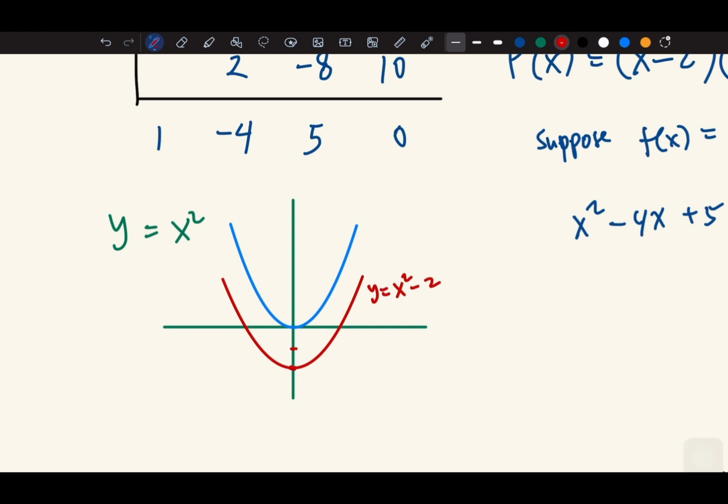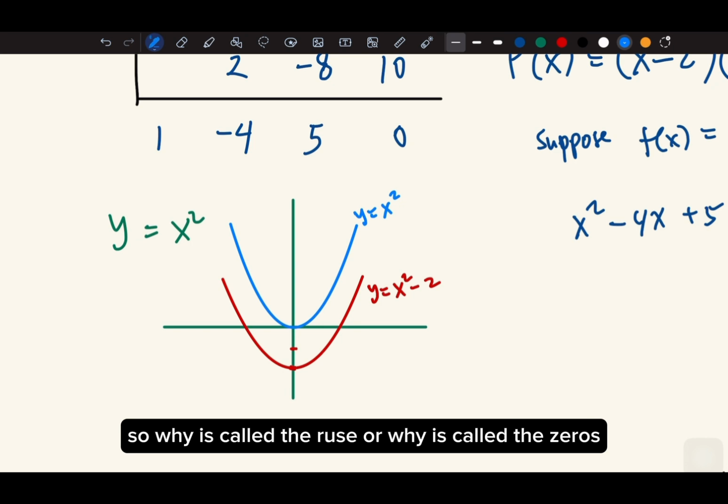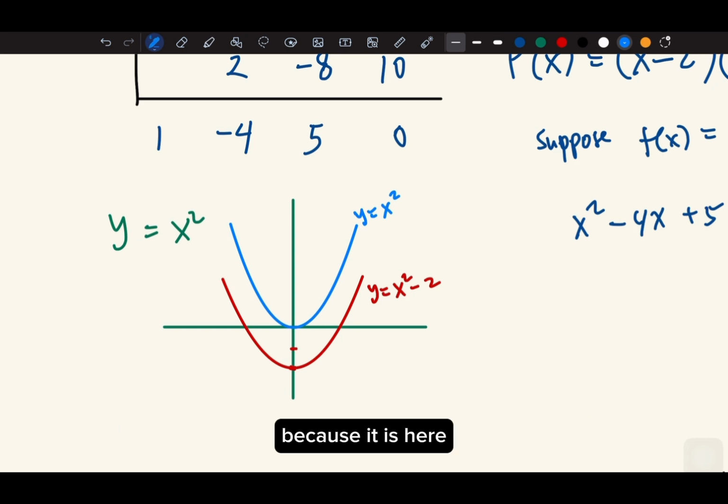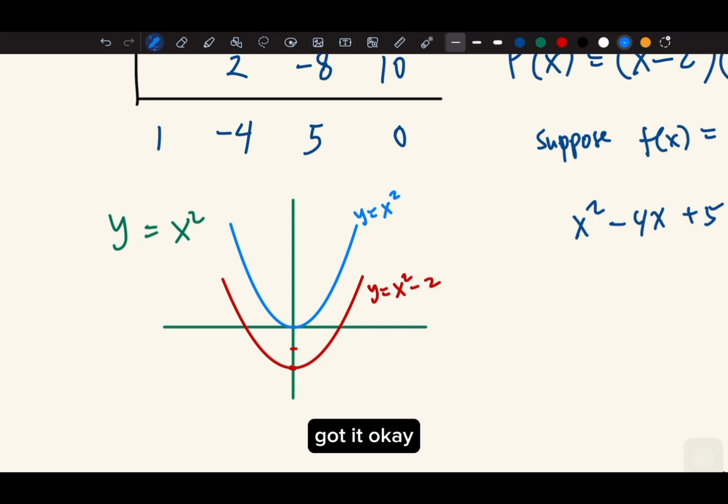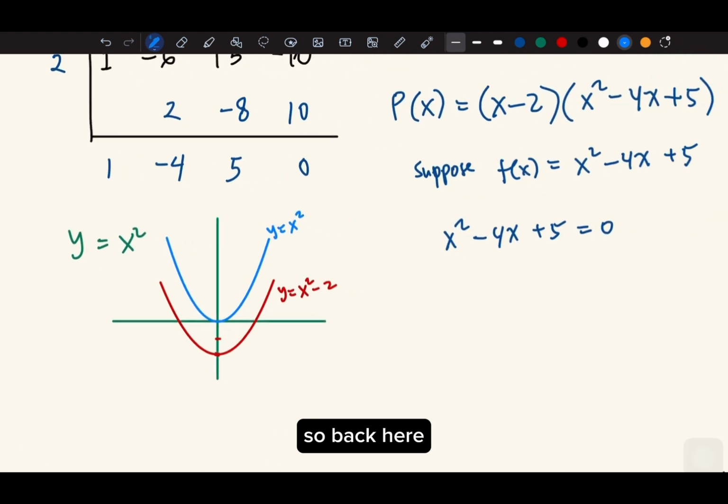Okay. So y is called the roots, or the zeros, because it is where y is 0. That's why we want this to be 0, to find basically this 2. You get it? You get the fundamental concept? So basically when you do the factorization all the time, it's actually finding this. Right? Got it? Okay. So back here.